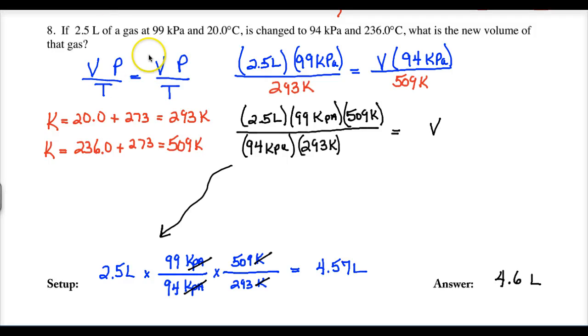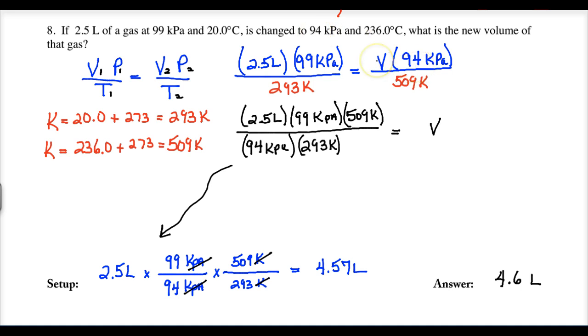I always start with my formula. You can put the 1s in if you'd like, and you can put the 2s in if you like. It's not that important to me, as long as you know that this is the current scenario and this is the future. So I put the current scenario together: 2.5 liters, 99 kilopascals, at 20 degrees Celsius, which is 293 Kelvin. I changed that, since I have to be in Kelvin. Then 236 degrees Celsius is my new temperature, and I had to convert that to Kelvin. Then my new pressure is 94.